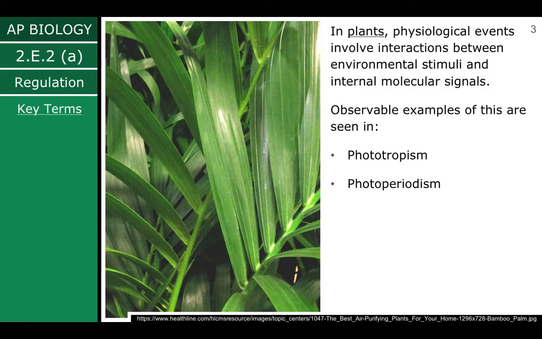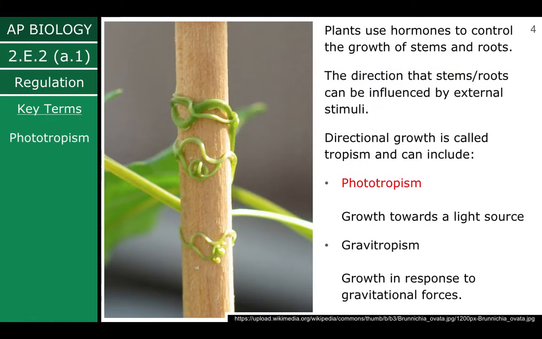Some examples of this are phototropism and photoperiodism. Plants use hormones to control the growth of stems and roots, and the direction that stems and roots grow can be influenced by external stimuli. So we talked about this in the last learning target, the fact that plants are able to grow towards sunlight.